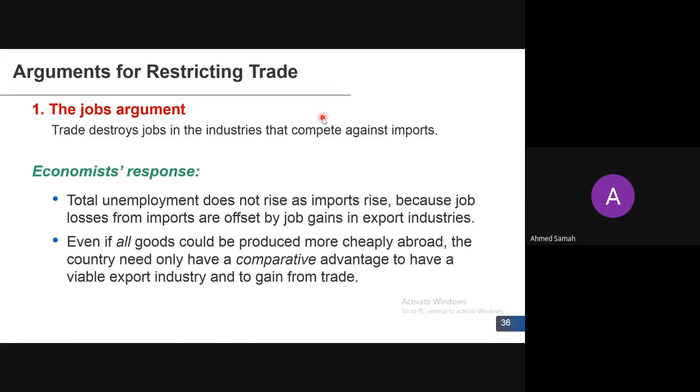So absolute advantage of one country is producing cheaply using fewer resources. We need only a comparative advantage in one single industry. So again we can gain by trading with the rest of the world.